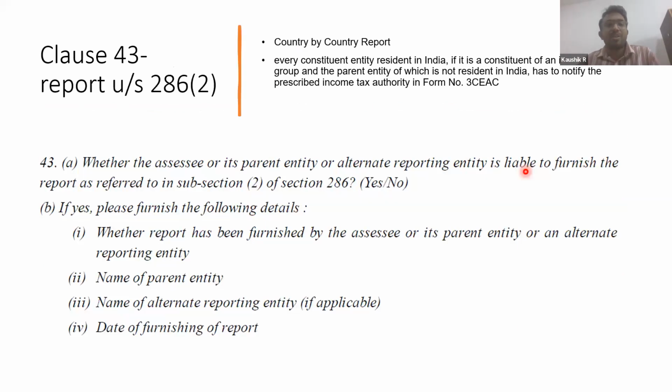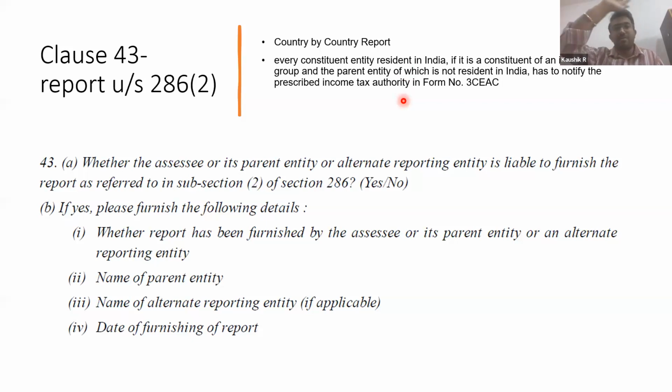Next clause is reporting under section 286(2). This is called country by country reporting. Every constituent entity resident in India. For example, there are international groups. Samsung's head office is, say, in the USA, and Samsung has an office in India, which becomes the constituent entity in India for reporting purposes.